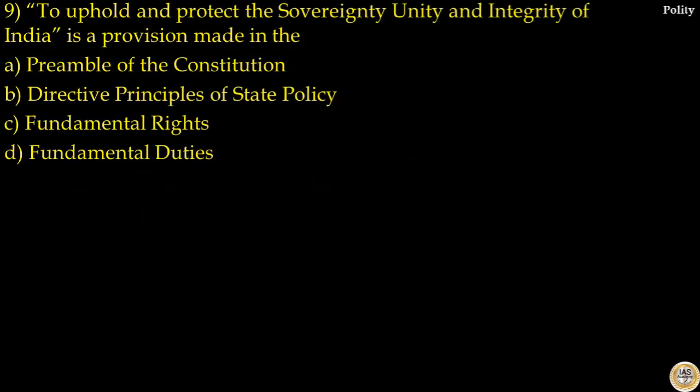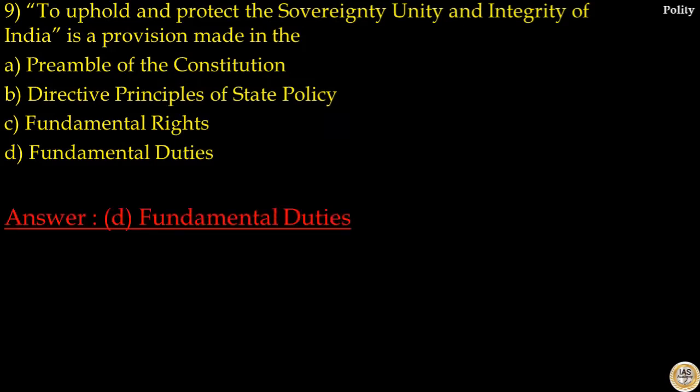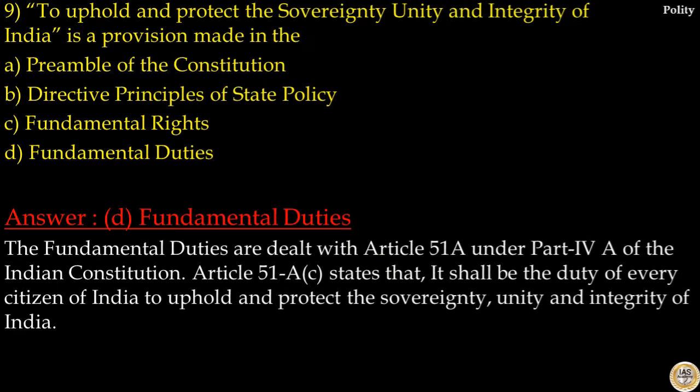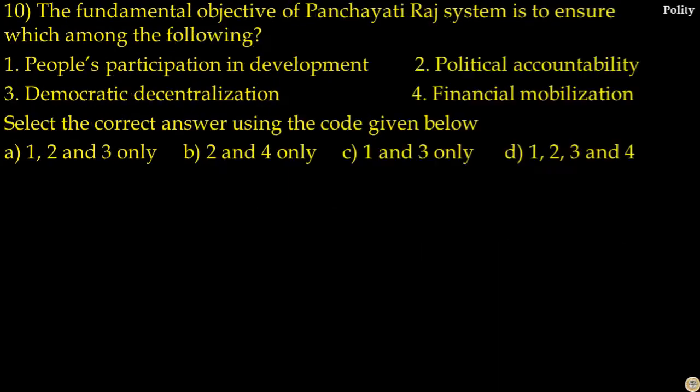Question number 9. To uphold and protect the sovereignty, unity and integrity of India is a provision made in. Options are Preamble, DPSP, Fundamental Rights, Fundamental Duties. The answer to this question is option D, Fundamental Duties. The fundamental duties are dealt with in Article 51A under Part 4A of the Constitution. Article 51A, Clause C states that it shall be the duty of every citizen of India to uphold and protect the sovereignty, unity and integrity of India. So, our answer to this question is option D.